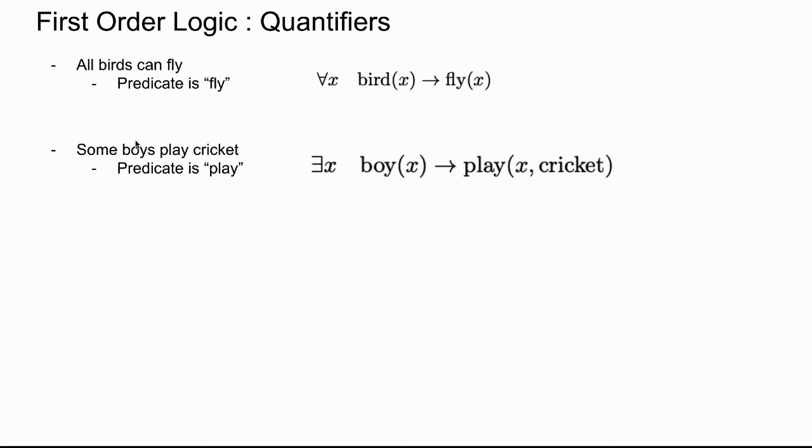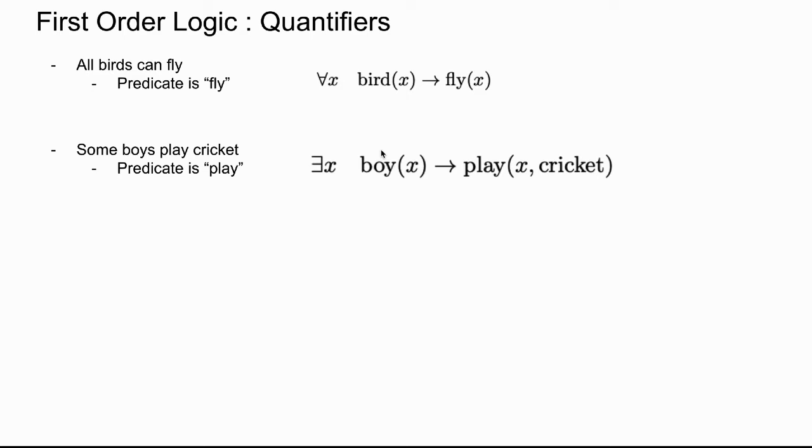So here there is some ambiguity because it says some boys play cricket, which usually means more than one. So that we cannot exactly capture using first order logic, and that is a limitation that we see over here.